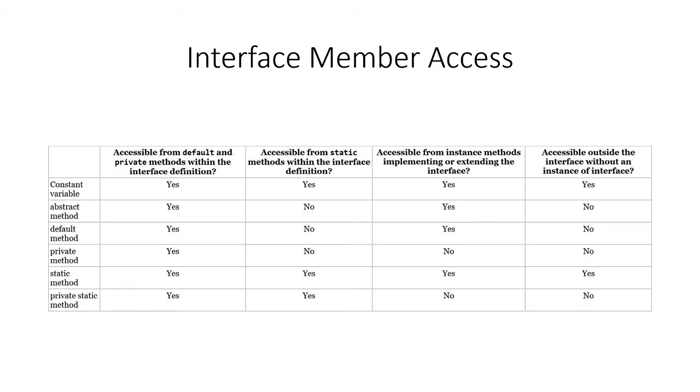Right. Next, we will go over accessibility. So, the constant variable is accessible in all of the other five members.